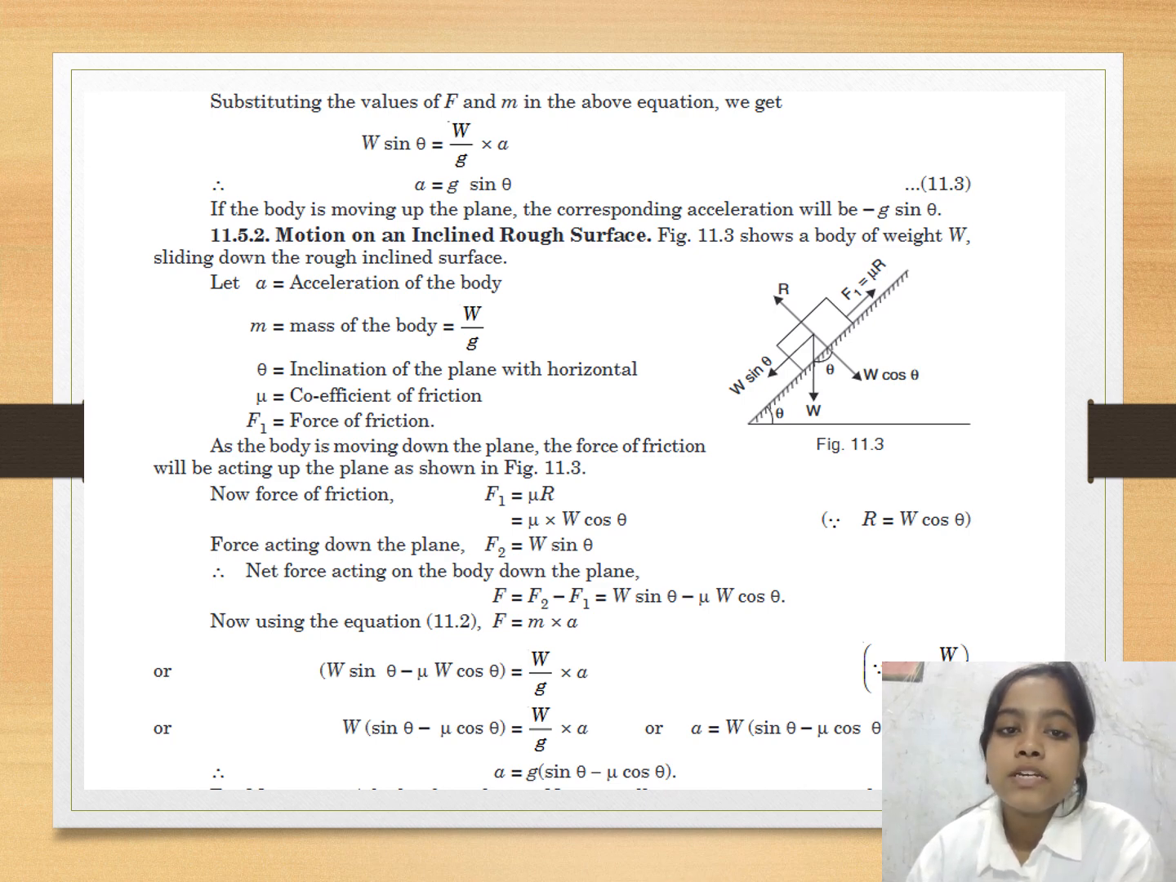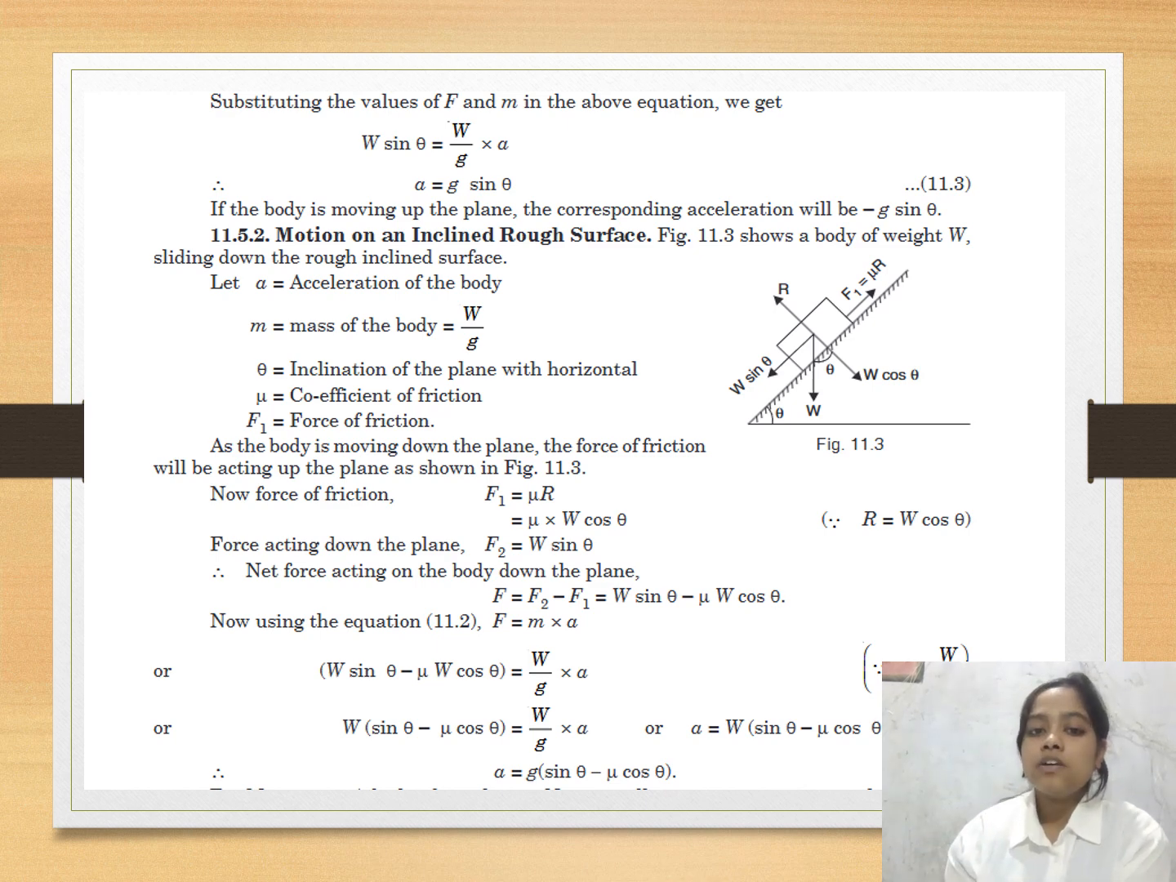Now, if the body is moving up the plane, the corresponding acceleration will be minus G sin theta. Because when the body moves down, the acceleration becomes G sin theta, but when it is up the plane, the acceleration becomes minus G sin theta.